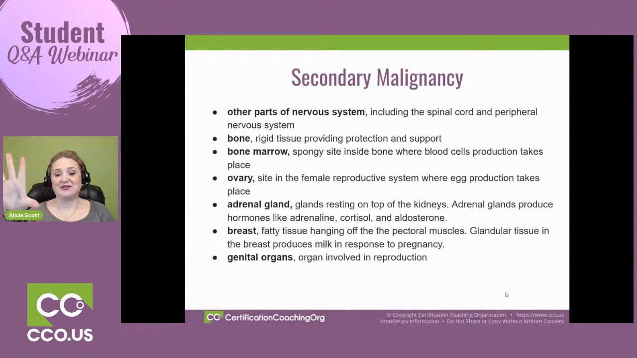Bone, of course, bone marrow, which is considered a liquid cancer because bone marrow produces blood components and then it goes out throughout the body. Ovaries, which is actually a gland. Don't think of the ovaries as just a reproductive organ. Also remember, it is a gland. Adrenal glands, the breast, of course, and other genital organs which are used in reproduction. So the prostate is a gland for the men, but you can have testicular cancer, right?